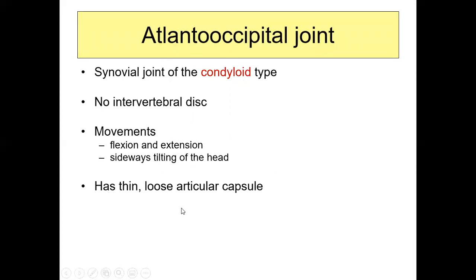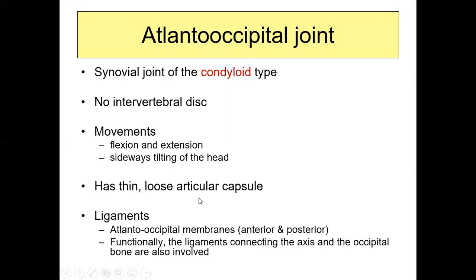The atlanto-occipital joint has a thin, loose articular capsule. And the ligaments here are the atlanto-occipital membranes: the anterior atlanto-occipital membrane and the posterior atlanto-occipital membrane. Functionally, the ligaments connecting the axis and the occipital bone are also involved.